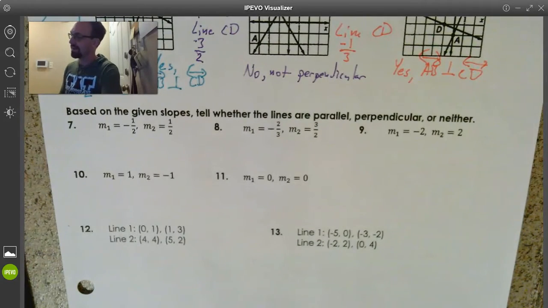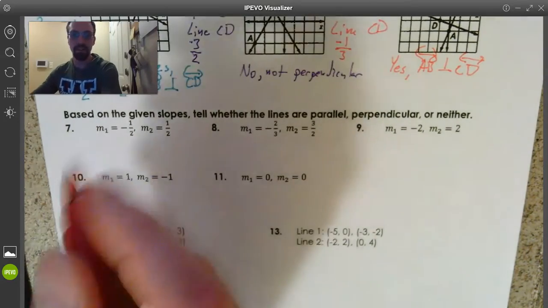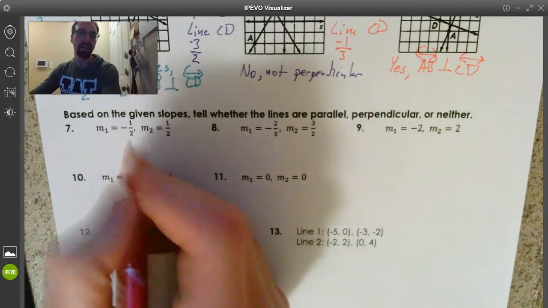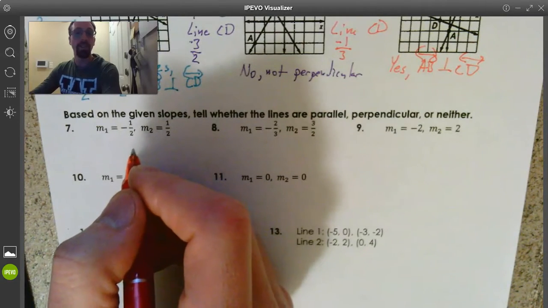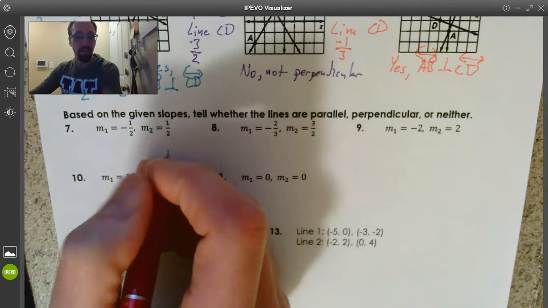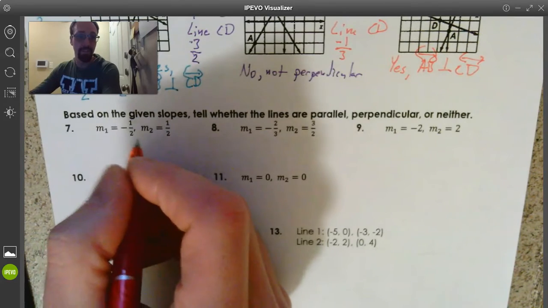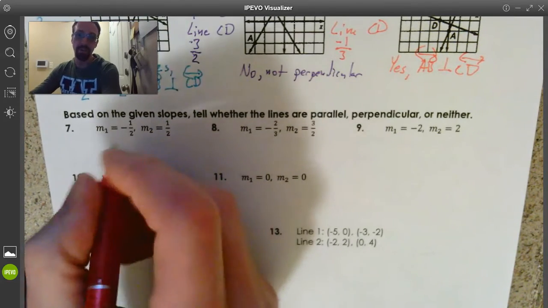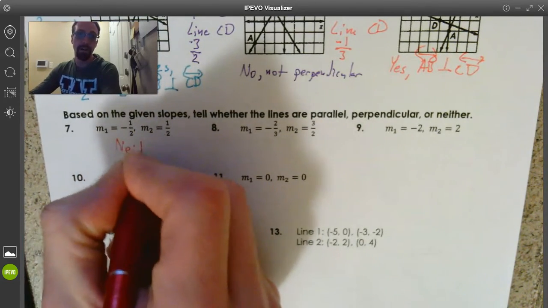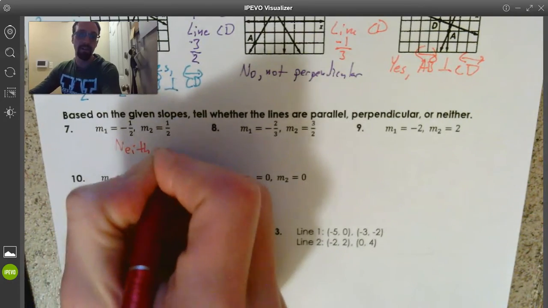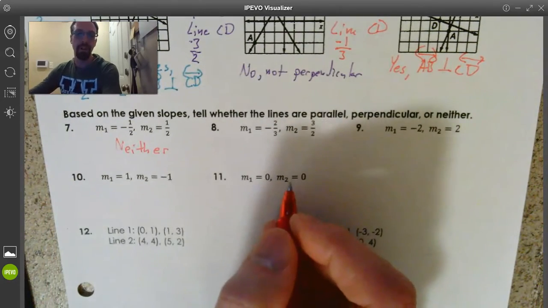Now we're just going to be talking about, with these slopes, are they parallel, perpendicular, or neither? So just visually looking at some of these, you can see the slope of one line is -1/2 and the other one's 1/2. Are these the same? No, they're not the same. Are they perpendicular? So are they opposite reciprocals? Well, they're opposite, but they're not reciprocals. So these are neither, or neither, depending upon which you prefer to say.